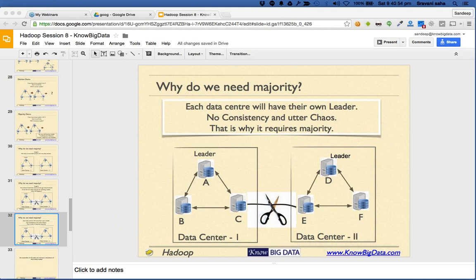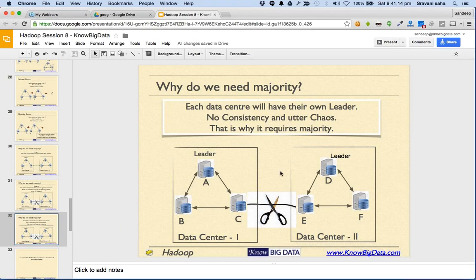Otherwise, if there is no majority rule, what will happen is, in case of partitioning, every section of the network will elect their own leader, and effectively there will be multiple leaders having multiple data rights, and the full chaos would be there. All right.